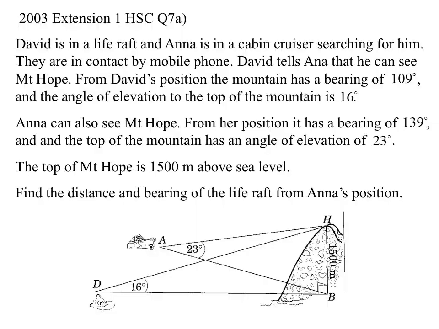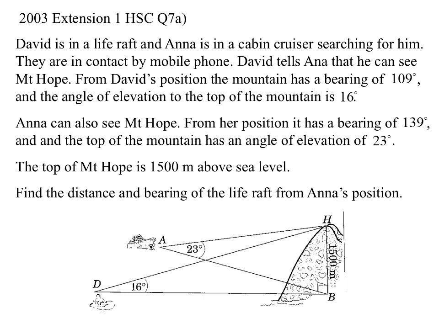Let's do a 3D trig one, and this one comes from quite a few years ago now, 2003 extension one. David's in a life raft, Anna is in a cabin cruiser, and she's looking for him. Where's David? They're in contact by mobile phone. David tells Anna, who's decided to change how she spells her name, that he can see Mount Hope. There's Mount Hope over there.